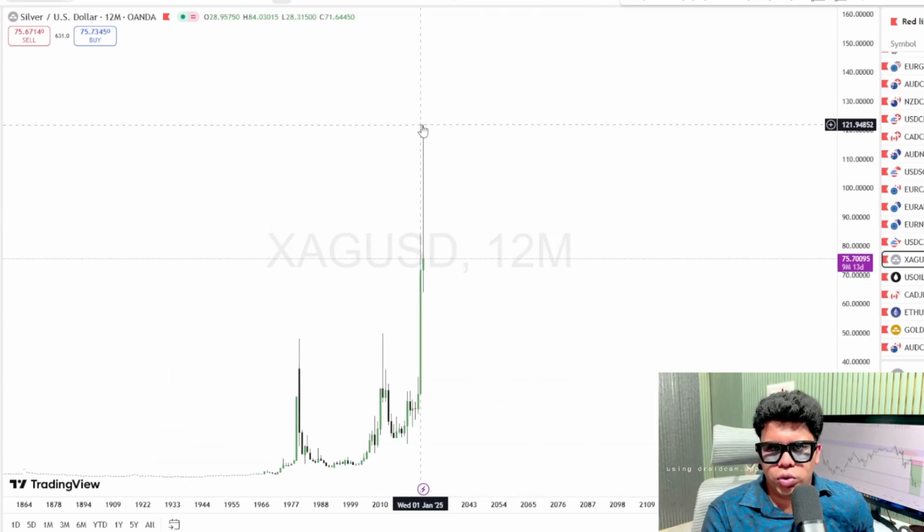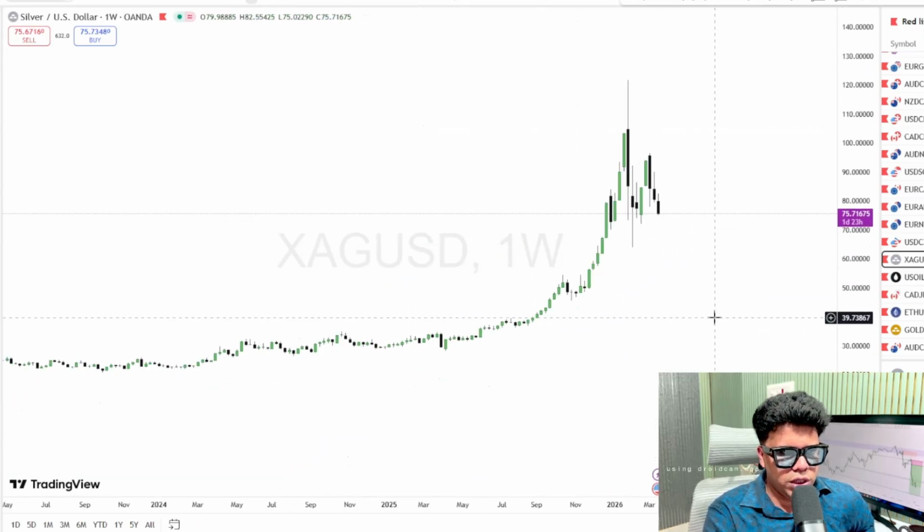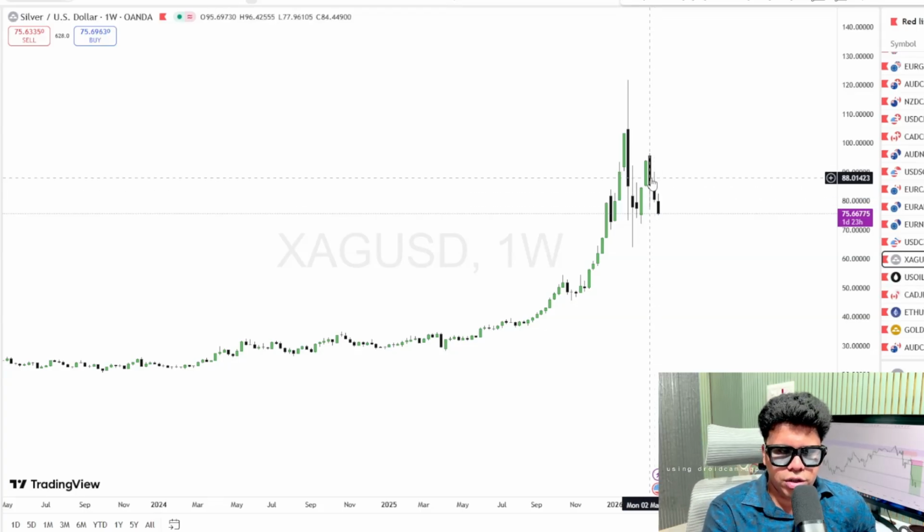Right now we are going to switch to an even smaller time frame. This is also a higher time frame, the weekly time frame. Weekly time frame means a candle is created by taking 7 days, or a week. This single candle that's forming is created by taking 7 days.